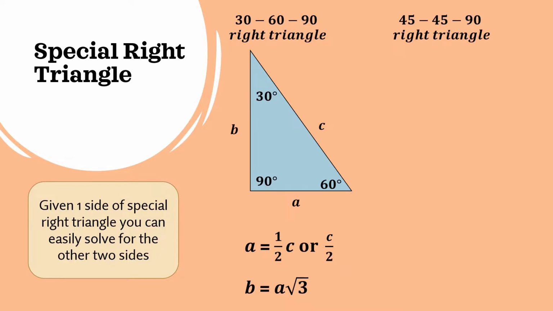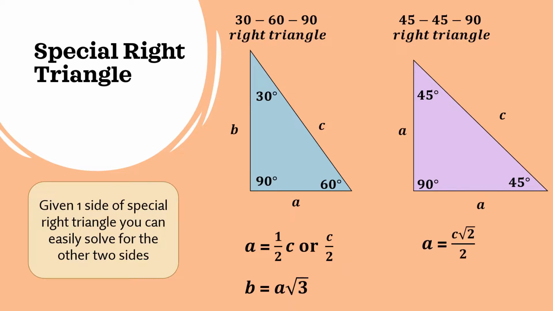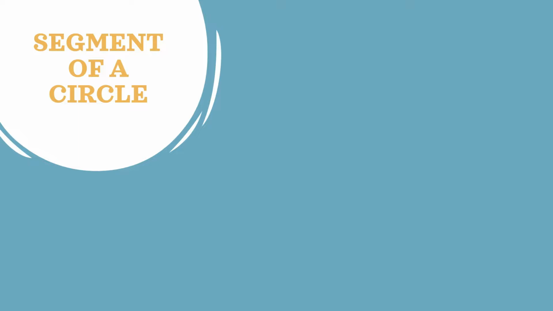Then the next special right triangle is the 45, 45, 90 right triangle. This is also known as the isosceles right triangle. Since the base angles are congruent, which are both 45 degrees, the legs of this triangle are congruent. Therefore, the longest leg or the hypotenuse is still C, and both legs are A. For this one, if you want to solve for A, you can simply get C square root of 2 over 2. Okay, so let's proceed with the segment of circle.